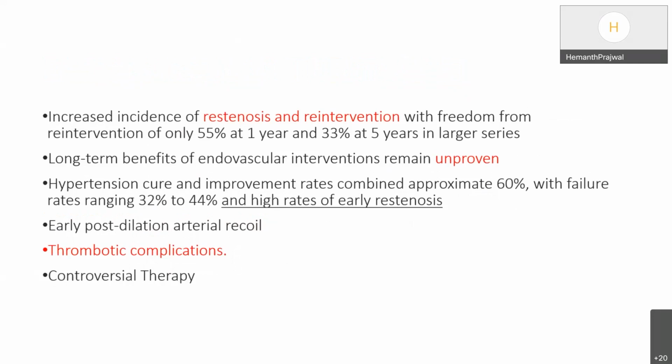There is an increased incidence of restenosis and reintervention with freedom from 55% at 1 year and 33% at 5 years in large series. The long-term benefits of these are still unproven, and the hypertension cure and improvement rates combined approximate only 60%, with failures ranging 32 to 44% and high rates of early restenosis. And this occurs because of early post-dilatation arterial recoil, and thrombotic complications are also very high in these patients, and it still remains a controversial therapy.